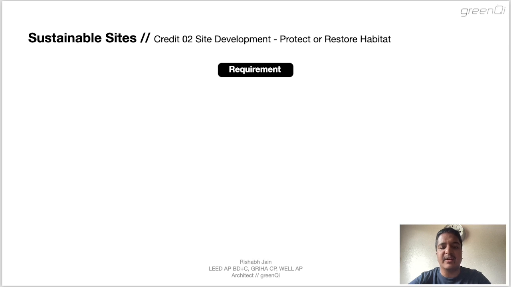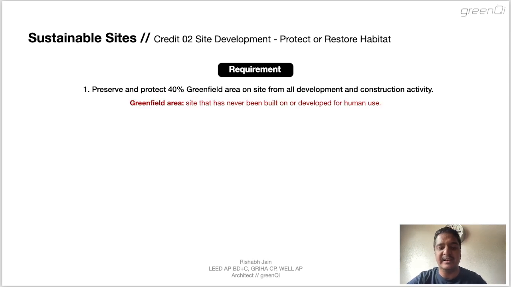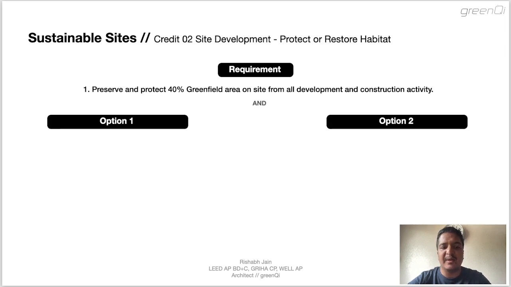Now let's understand the requirement for this credit. The first mandatory requirement for this credit is to preserve and protect 40% greenfield area on the site from all development and construction activity. Let's understand what a greenfield area is. It is a site that has never been built on or developed for human use. So after this requirement has been met, the project team gets two options to comply with the credit.